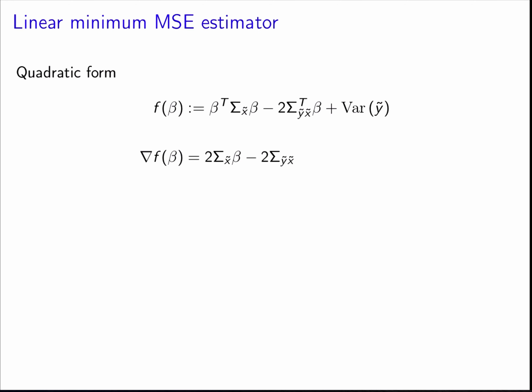Now we're going to go back to our notation where we have covariances and cross covariances instead of A and B, and we set the gradient to 0, obtaining the coefficients for the best linear MSE estimator, which is the inverse of the covariance matrix, which we assume is full rank, otherwise this inverse would not exist, times the cross covariance.